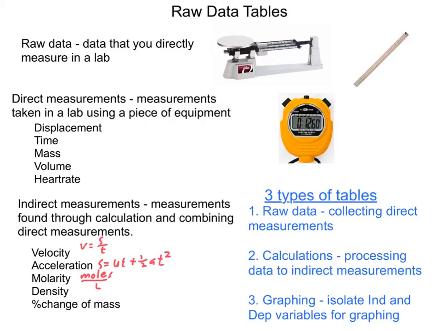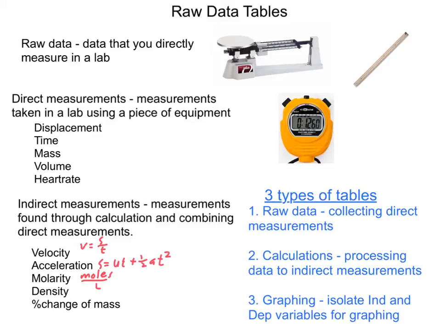Now, there are three types of data tables that you're going to end up putting data in. Raw data tables are the first thing that you're going to end up doing. You're going to go to the lab and you're going to collect what's raw data. Those are all direct measurements. Then, if your question involves one of these indirect measurements, you're going to need to do some calculations. Let's say your question was about speed somehow or another, or velocity. Well, you're going to need raw data, collect displacement and time, and then you're going to need a calculations table to where you actually calculate the velocity.